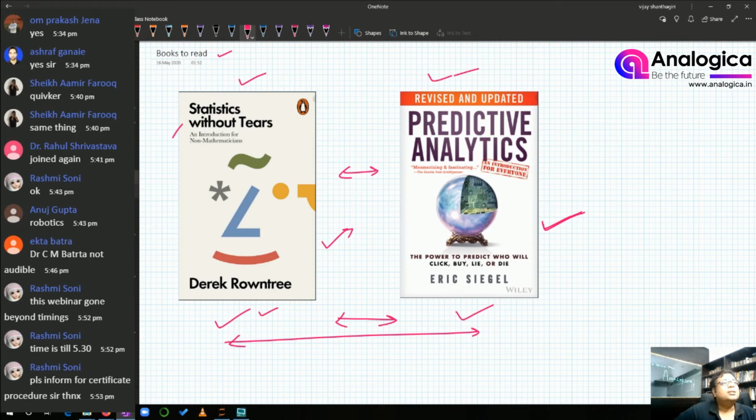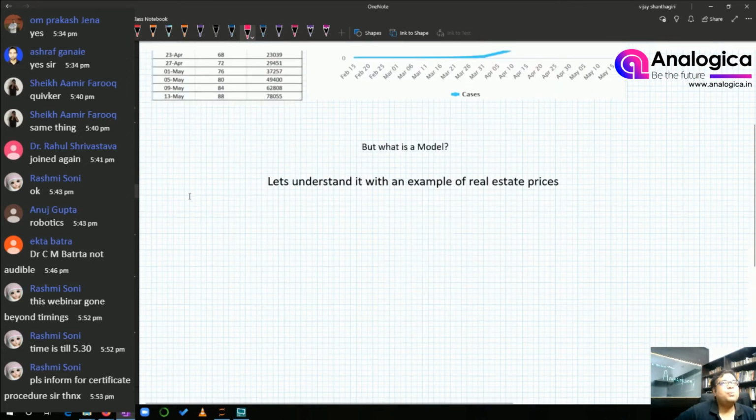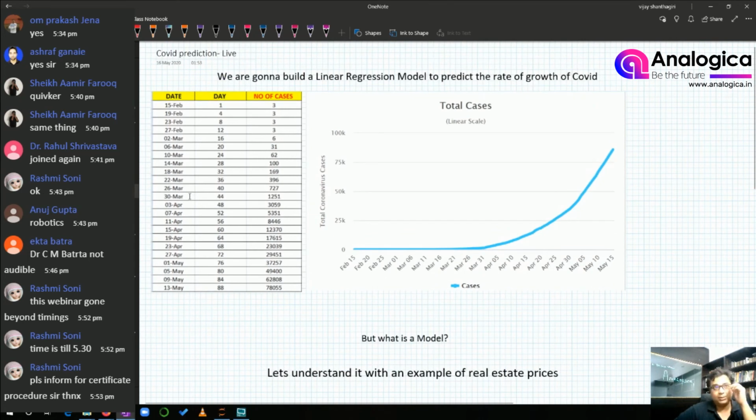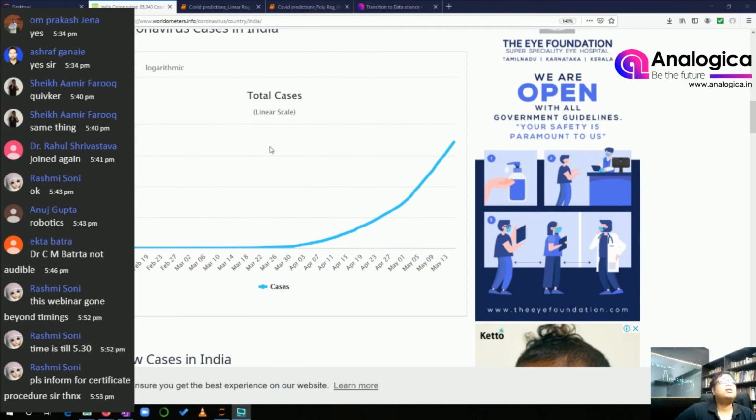All right. So now let's come to COVID prediction. When you are trying to predict something, first you need data, right? So we do have that data. I went to Worldometers. Of course, you might know worldometer.com. From there, I got this data.